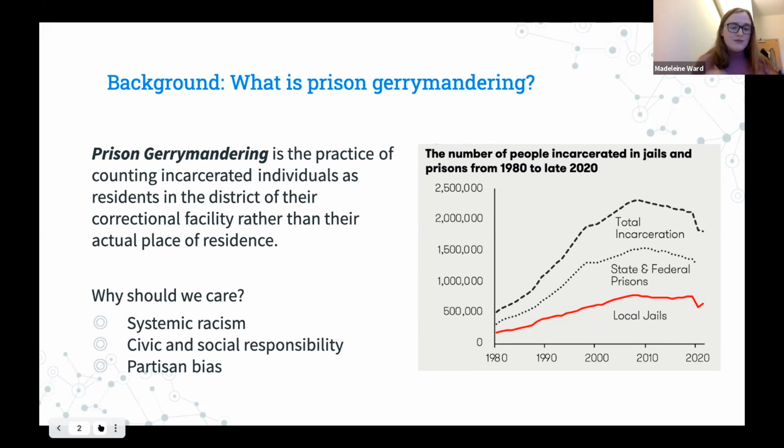Prison gerrymandering is a form of systemic racism because it disproportionately dilutes the political power of Black and Hispanic people. It's essentially double counting the disenfranchisement, because in most states prisoners cannot vote, and because of prison gerrymandering, prisoners also do not count towards the political clout of where they're supposed to be from.